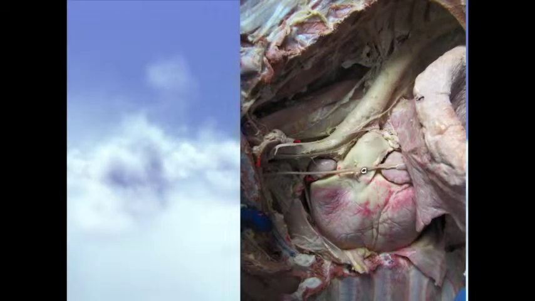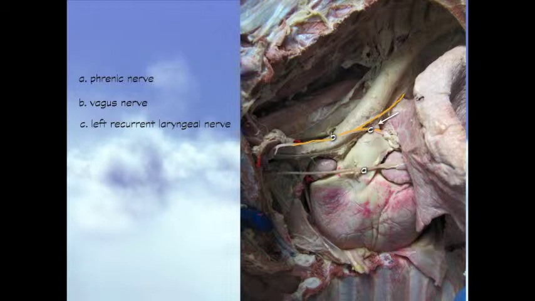Now here's a section from a horse. Once again, A is going to be the phrenic nerve. B is going to be the vagus nerve. And so our vagus nerve is going to come along here, and it's going to continue on up this way, and it's going to give off this branch C, which is the left recurrent laryngeal nerve.